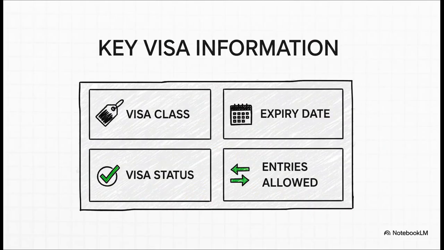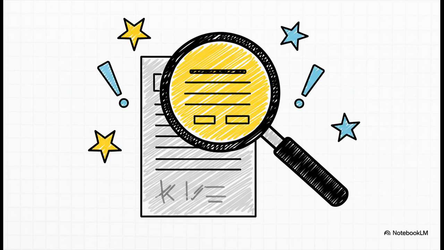All right, now you'll see the main details. Things like your visa class, that's just the official name for your type of visa, like a Visitor 600. Then the big one, the expiry date. Your status should say in effect. That's what you want to see. And you'll also find other really crucial stuff, like if you have multiple entries allowed and what your period of stay is. But, okay, out of everything on that page, I want you to zoom in on what is, without a doubt, the most important section, your visa conditions.